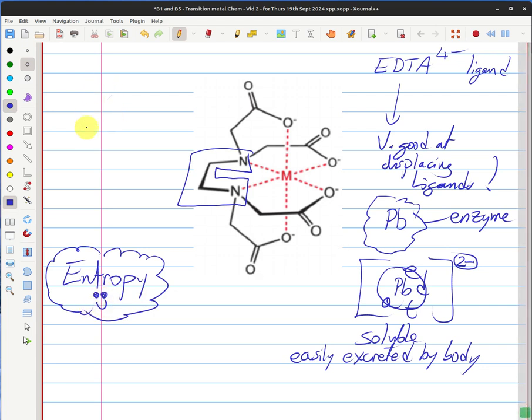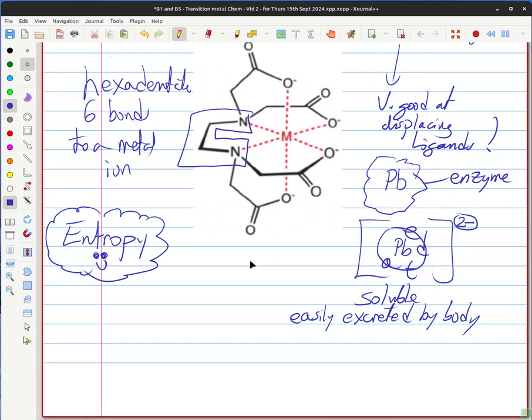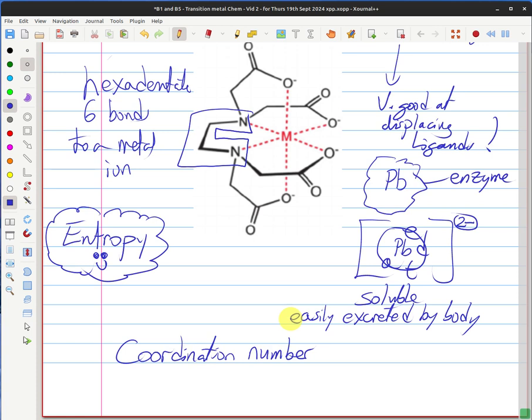So that's a hexadentate ligand, EDTA. Hexadentate, it makes 6 bites to a single metal. 6 bonds, if you like, to a metal ion. And this is what we mean by coordination number. Coordination number is the number of bonds a metal ion has to ligands.